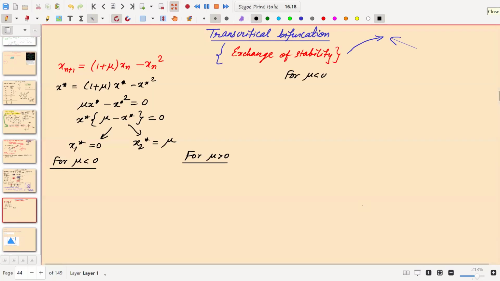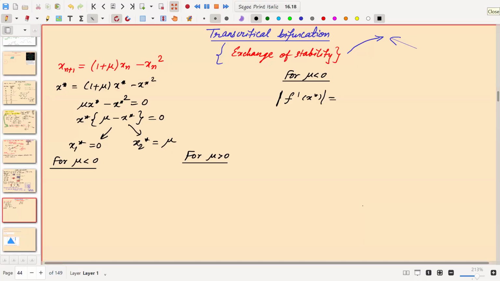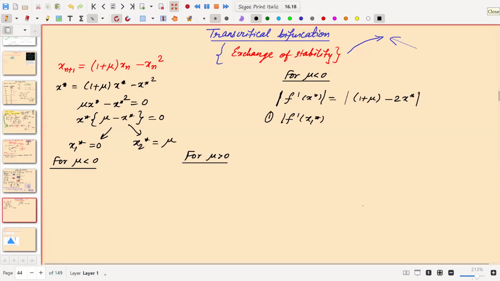For mu less than 0, what happens? In order to compute the stability of a fixed point, what do you have to do? Compute the derivative, right? Not the derivative, but the absolute value of the derivative at the fixed point. So what is the derivative here? It is 1 + mu - 2x*. Okay. So for the first fixed point, the derivative is 1 + mu - 2x1*. So what is x1*?